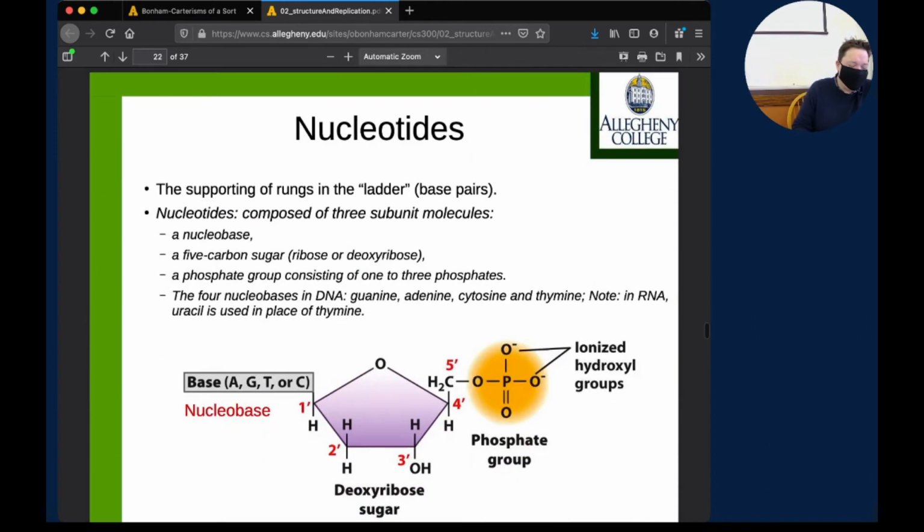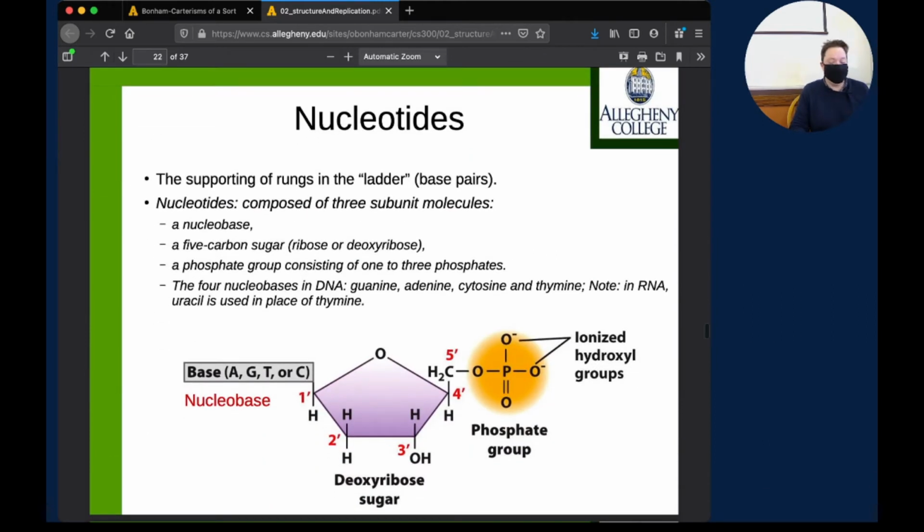Anyway, moving on. Then we were talking about the nucleotides. The nucleotides are these things that hold the bases. You can think of them as the ribose sugar, the phosphate groups, and the bases. This is the supporting rungs of the ladder, the base pairs, kind of like the meat of DNA. The nucleotides are composed of three subunits: the nucleobase, which is down here, like the A, the T, the G, or the C.